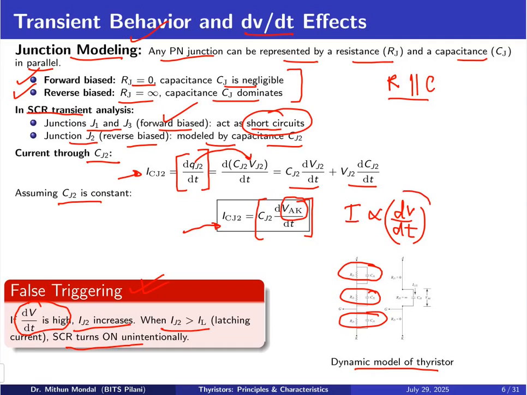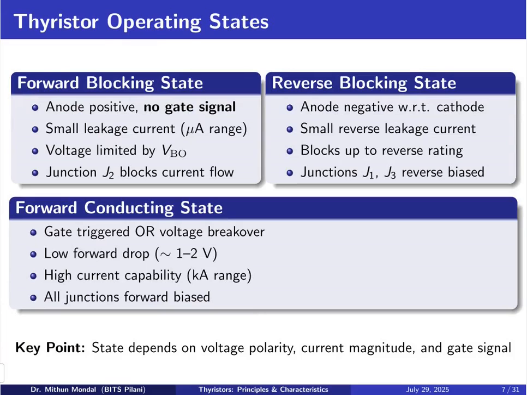So this dV/dt control has to be there, otherwise the thyristor will be turned on, which is not required. Thyristor operating states: whenever we think of them, there are basically three important operating states we will be discussing. One is the forward blocking state, the reverse blocking state, and the forward conducting state. So these are the three important operating states of any thyristor.